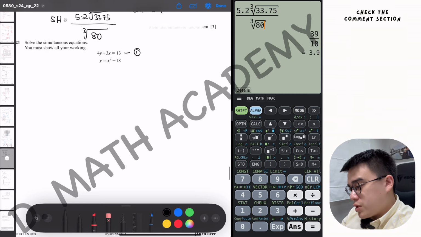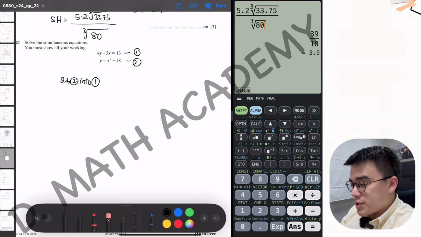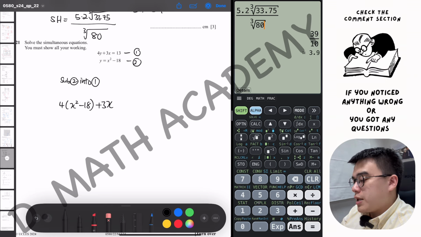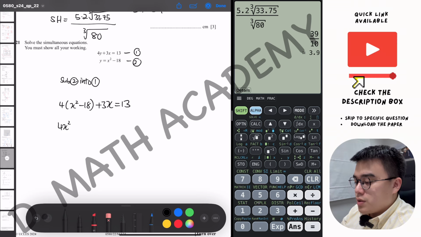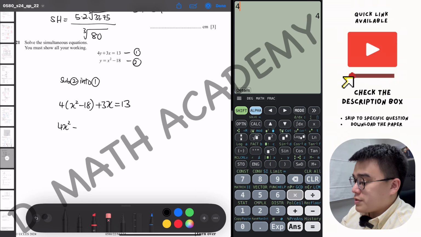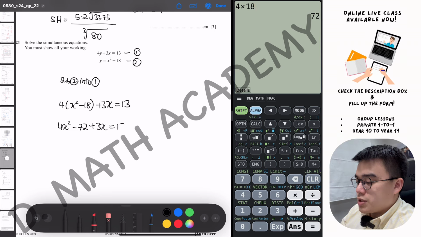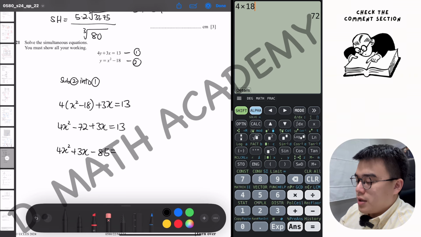Okay, this is equation 1, equation 2. I'm going to sub 2 into 1 because they already helped us to rearrange it with y as the subject. So 4x squared minus 18 plus 3y equals 13. And then when you make the readjustment, we should be able to get the answer. 4 times 18 is 72 plus 3x equals 13. Rearrange it as the subject, making the answer 85.